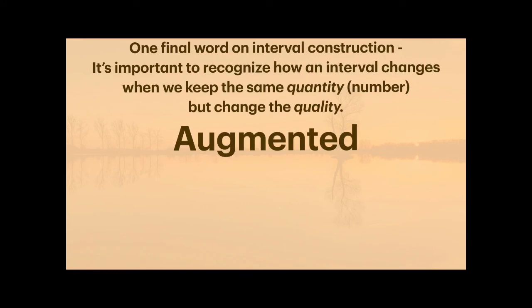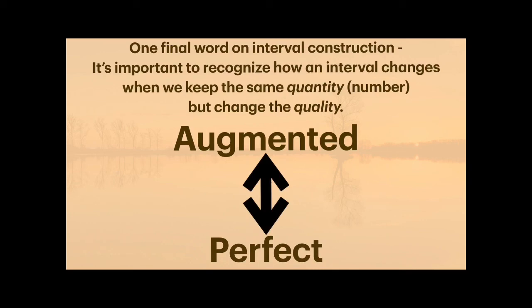What about augmented? Well, we know that augmented is 1/2 step wider than perfect. A perfect fourth can be made 1/2 step wider into an augmented fourth. A perfect fifth can also be made 1/2 step wider to an augmented fifth. Just remember to keep the same quantity, the same lines or spaces, the same letter names when you adjust your pitches to adjust the quality.